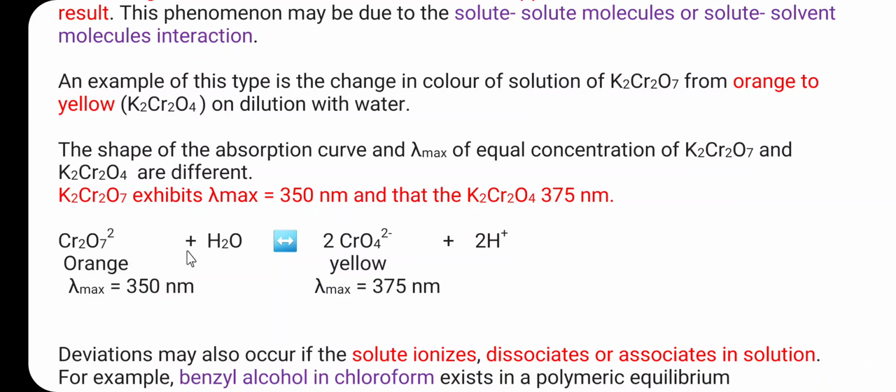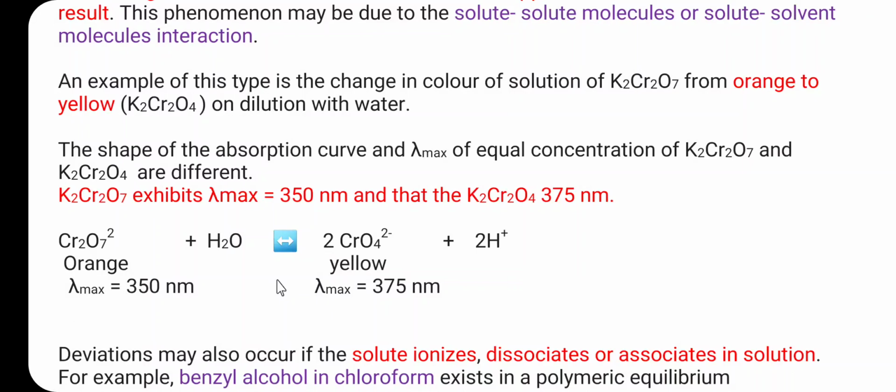When water is added, the dichromate is converted into chromate, and there is a change in color. The color is yellow, and that's why there is a change in the value of the lambda max. For the dichromate ion, the lambda max is 350 nanometer, and for the chromate the value is 375. So when there is a solute-solvent molecule interaction, there is a change in the value of the lambda max, and we get a deviation from Beer's law.